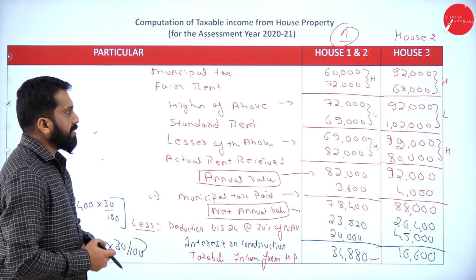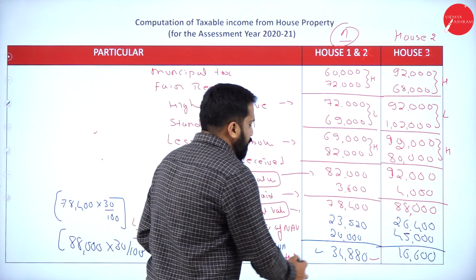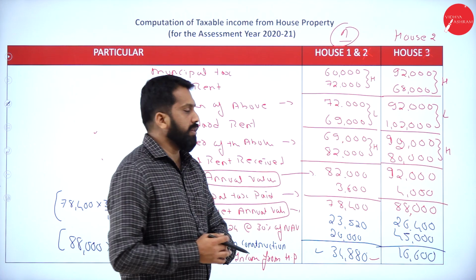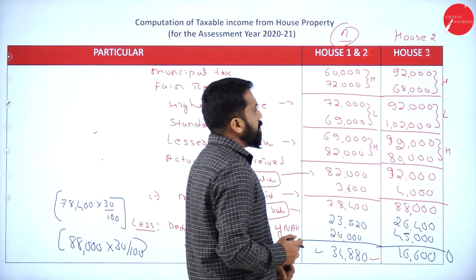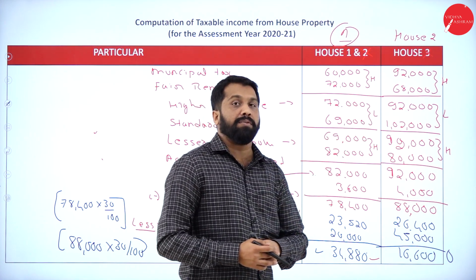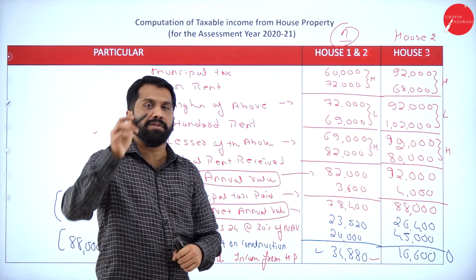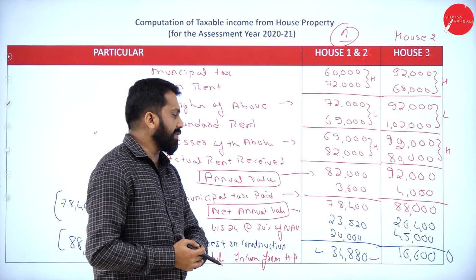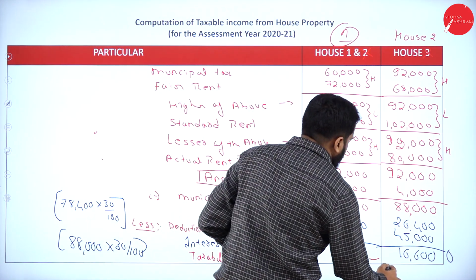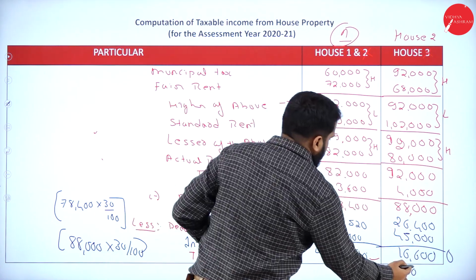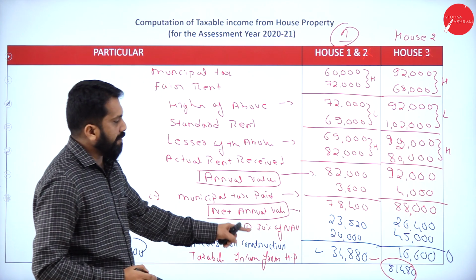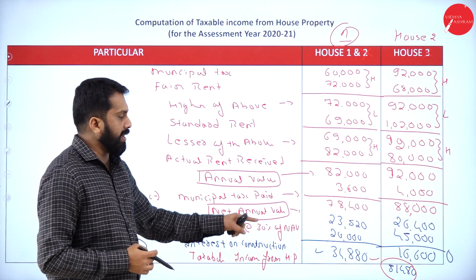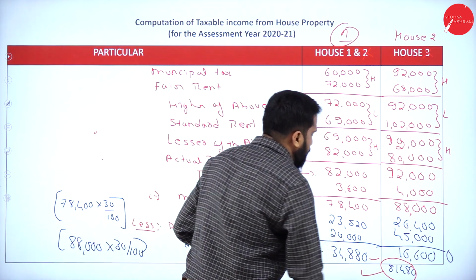Now, what is your final answer? Your final answer you have to consider 34,880 from house 1, 16,600 from house 2 and 0 from house 3. If you want, you can add one more column and write the income of house 3, and the final answer you have to mention as 0. If you add these, you will get around 51,480. So this is your final answer. 34 plus 16, we get 50,000. 800 plus 600, it is 1,400. Again 80. This is your final income from house property.